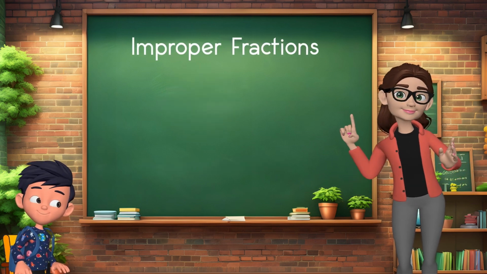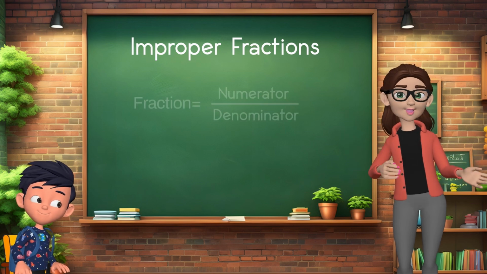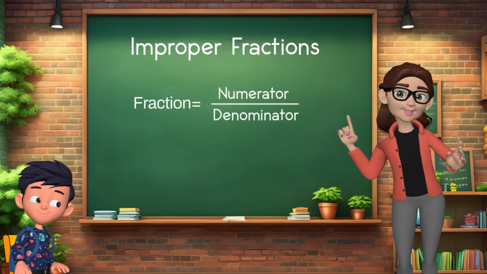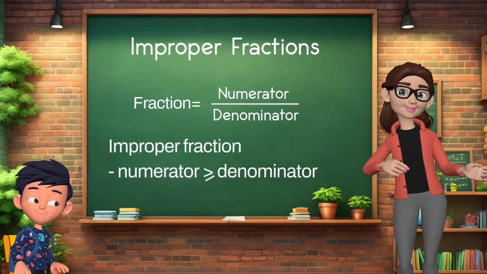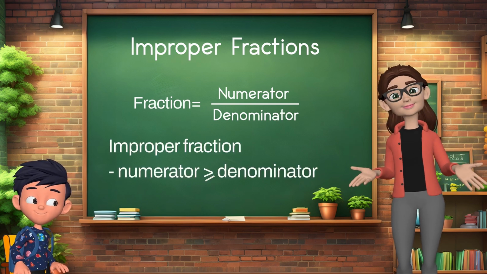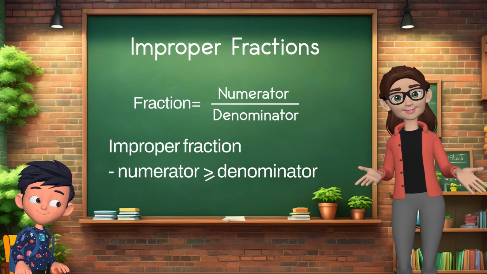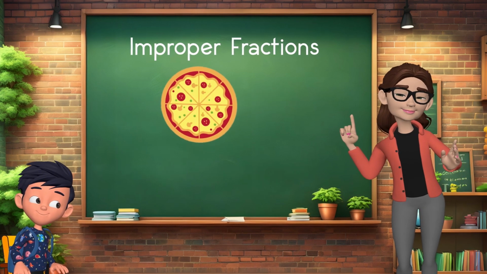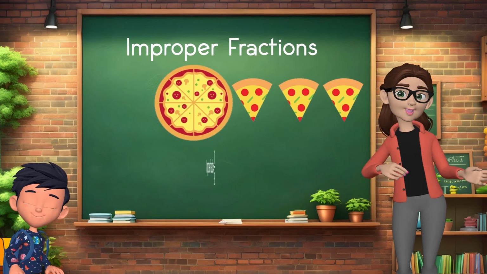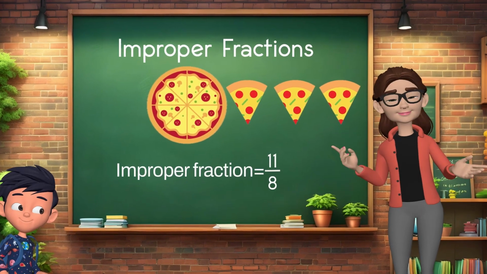Improper fraction. We know that fraction is defined as numerator divided by denominator. Fractions in which numerator is greater than or equal to denominator are called improper fractions. A full 8-sliced pizza with extra 3 slices is an example of improper fraction and it is 11/8.